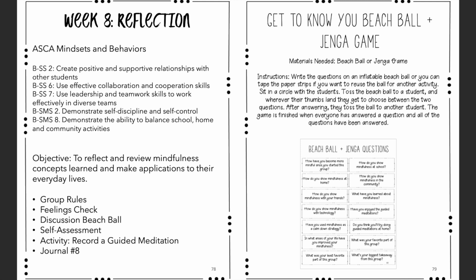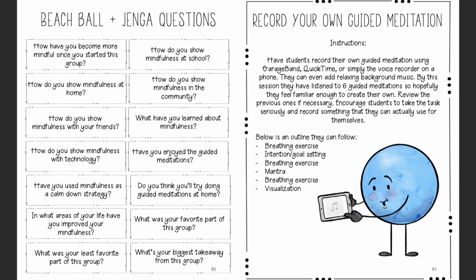And finally, week 8, this is where we're wrapping it all together. So, of course, you always start with the group rules and feelings check. And now we're doing another discussion beach ball or Jenga. So it's different questions this time, same game. So you can use your same ball, swap it out, or your same Jenga. But it's basically going through week by week and asking them how they've been showing mindfulness with technology, friends, at home, and so on.